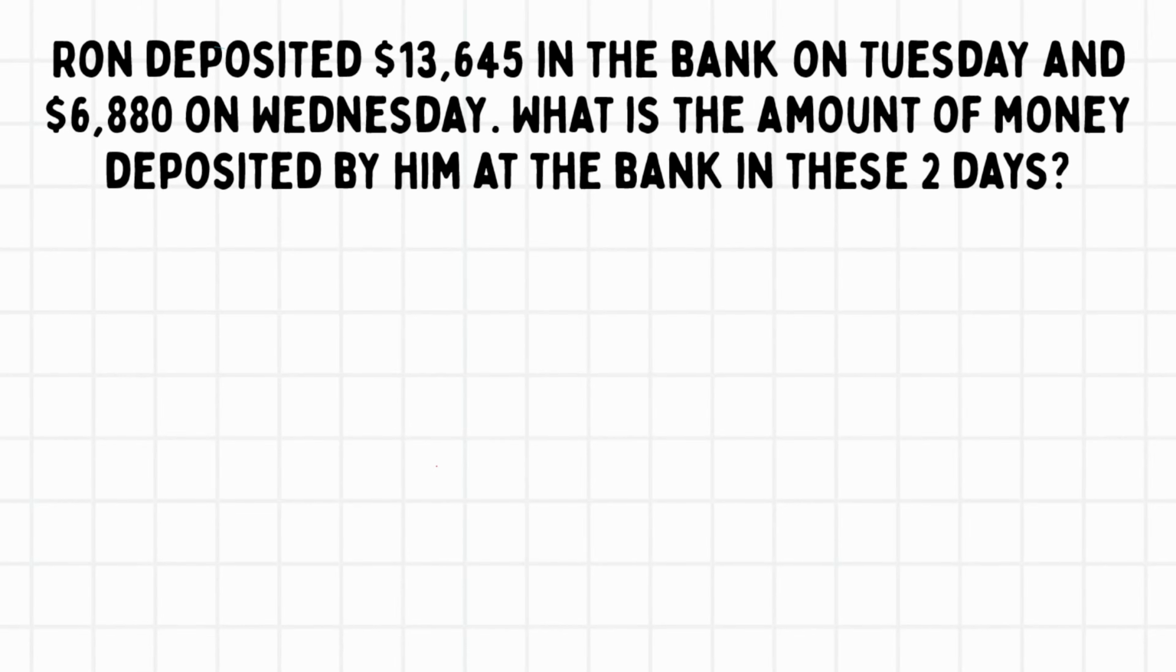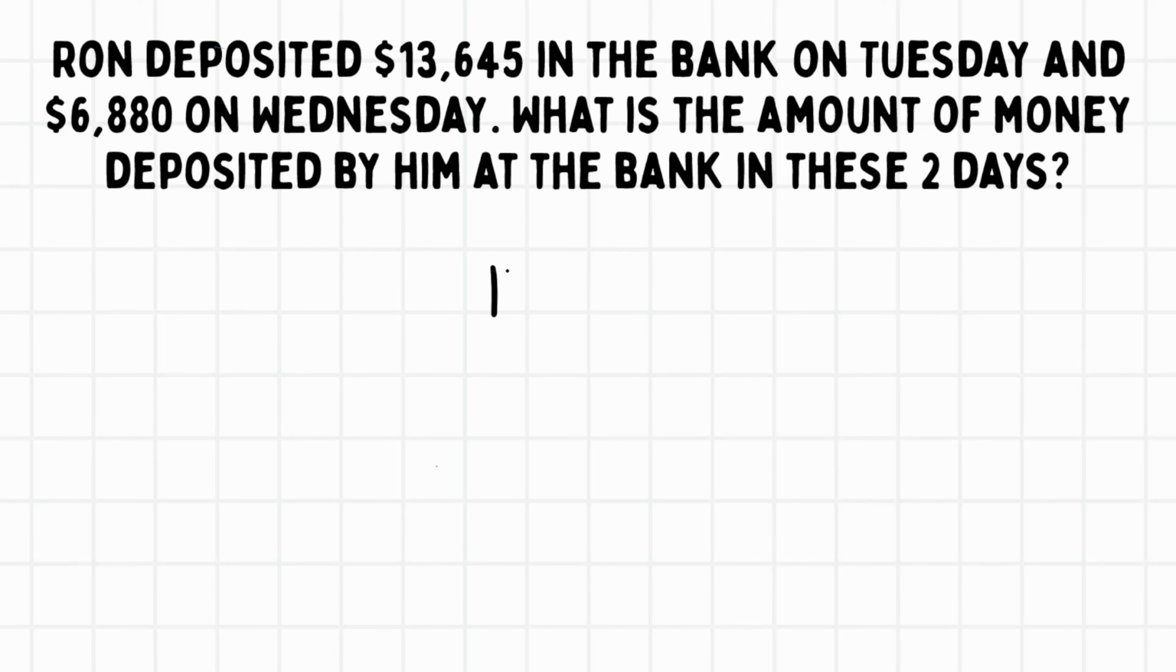Ron deposited $13,645 in the bank on Tuesday and $6,880 on Wednesday. What is the amount of money deposited by him at the bank in these 2 days? So to find this answer, we need to add the two numbers together.